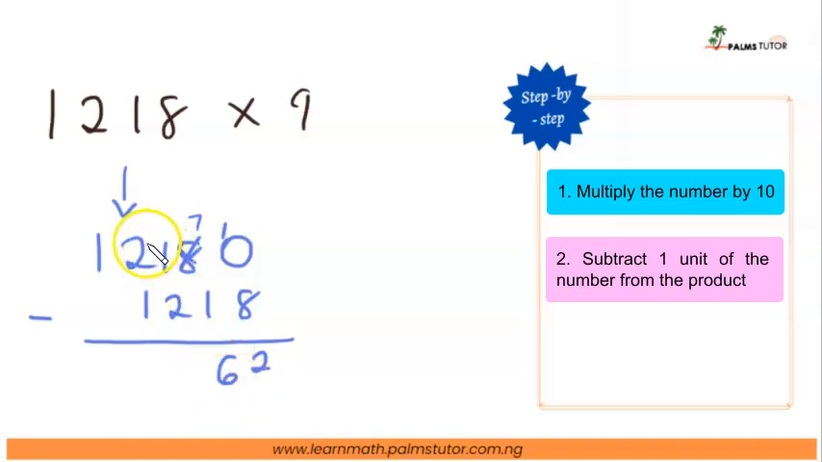1 minus 2 is not possible, so we borrow from here. So this remains 1, and this becomes 11. And then we have 9. 1 take away 1 is 0. And then we have 1. 1, 2, 3, the comma.